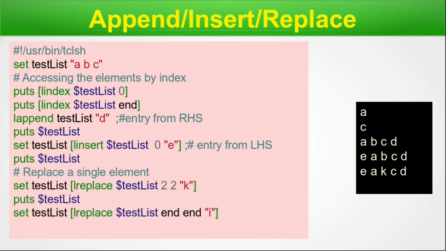Let's see another one. Here we are using the L-replace and we are replacing the last element. So end: it will start at end and it will end at end. So the range is end to end, meaning one particular position. We are replacing the last element with I. And we echo it and we can see that D has now been replaced with I. So these are a couple of other ways you can manipulate or play with a list.